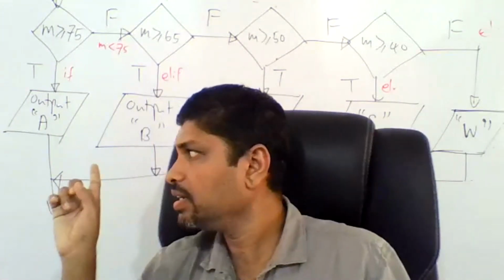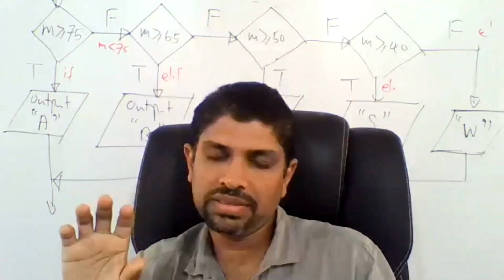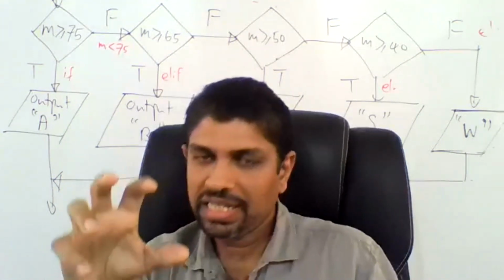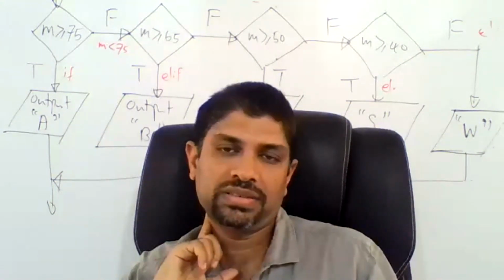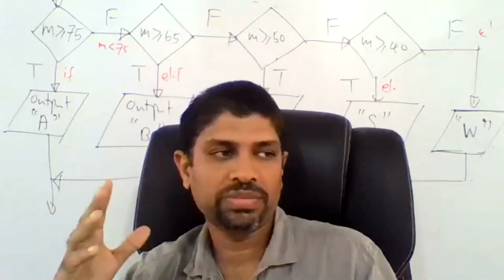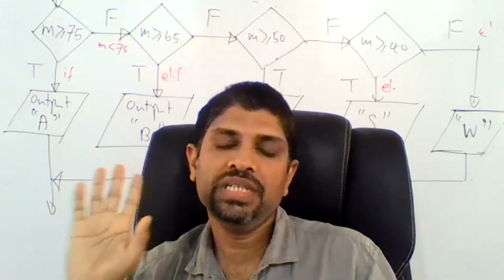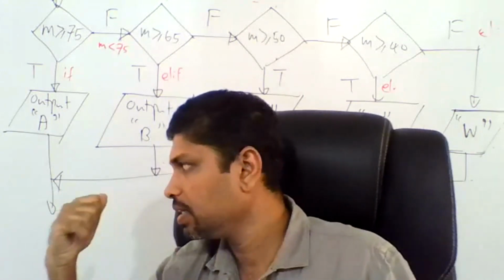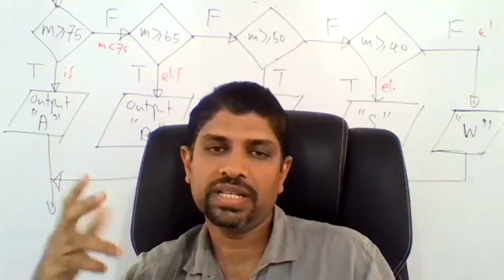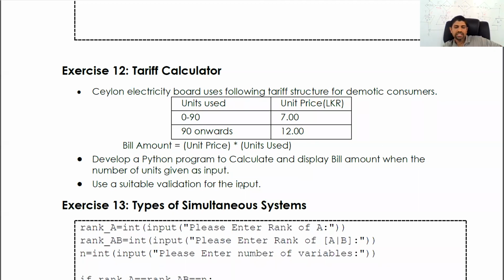The first thing is that when you are developing a program to produce the grade when the marks are given as input, after taking the input you have to check whether it is valid marks. By mistake, if it is greater than 100, you have to say that marks cannot be greater than 100. It is invalid. If it is a negative value, again you have to say so. Likewise, in this program also, you have to do a validation. Use a suitable validation for the input.